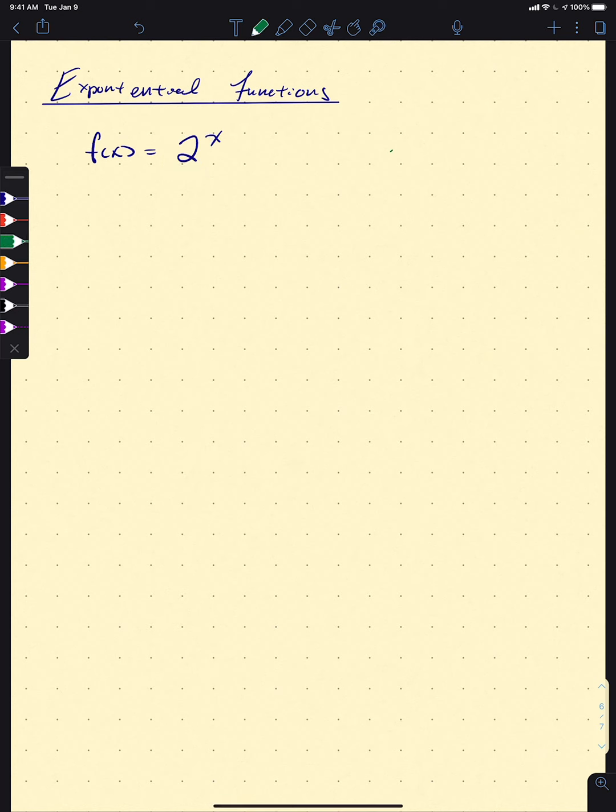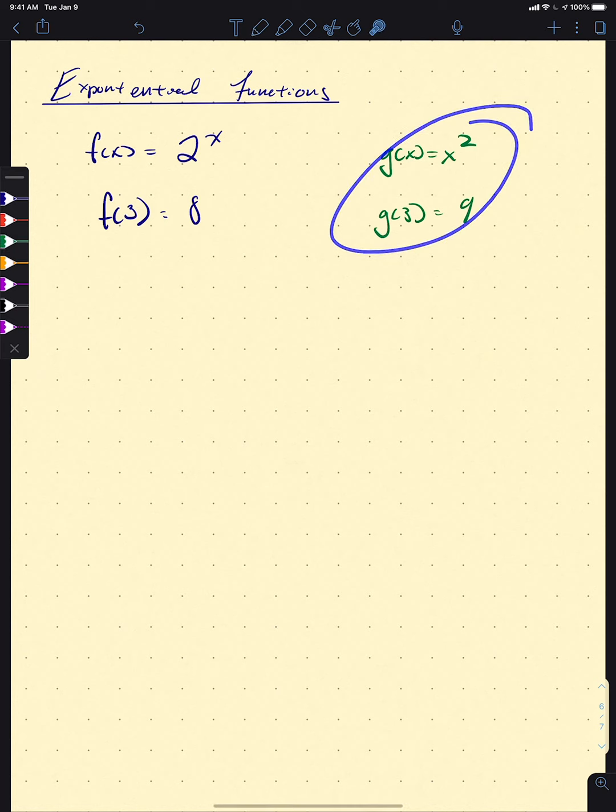We're going to compare this directly to, say, g of x equals x squared. Let's first evaluate this at 3. Well, 2 to the 3 is 8, and g of 3, or 3 squared, is 9. So our parabola is growing faster than our exponential. But look what happens here.